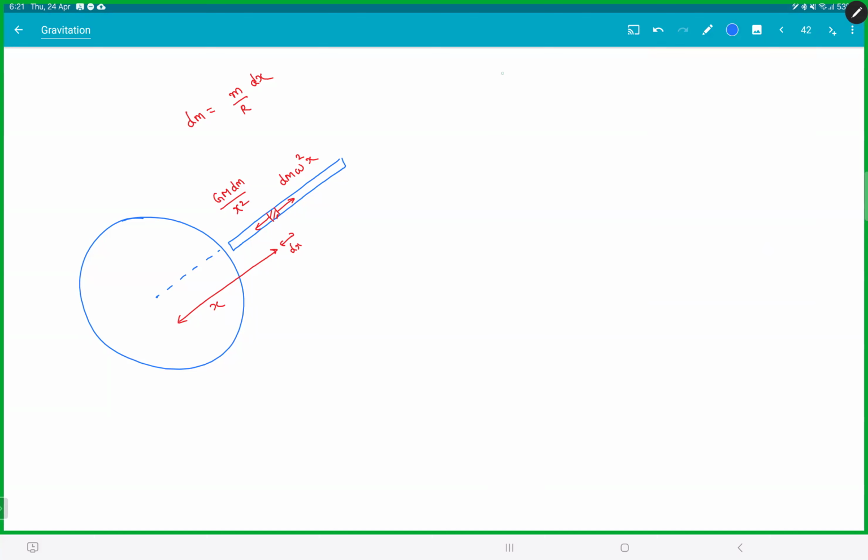Now, let me tell you something. Can I write like this? Gm dm by x square is equal to dm omega square x. What do you guys think about this statement? If I write this, what does it mean? Is this even right?